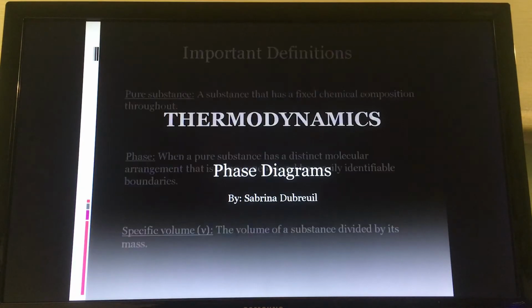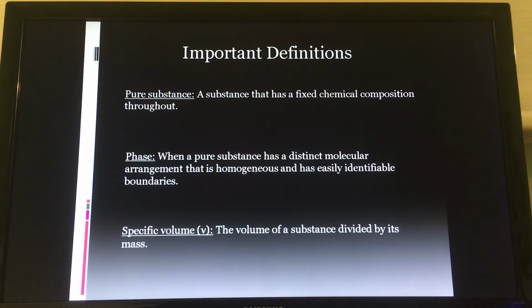Before I begin, there are a few definitions that are important to know, like what is a pure substance? A pure substance is a substance that has a fixed chemical composition throughout. It's also important to know what a phase is. Everyone knows that solids, liquids, and gases are phases, but the more technical way of describing a phase of a pure substance is when it has a distinct molecular arrangement that is homogeneous and has easily identifiable boundaries. Therefore, the difference between phases is highly related to molecular bonds.